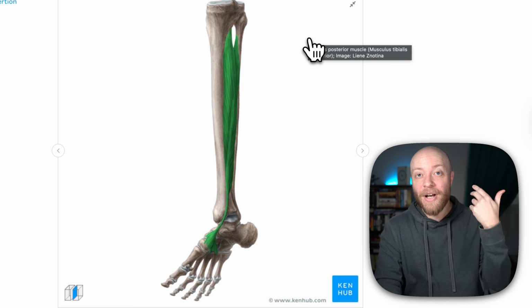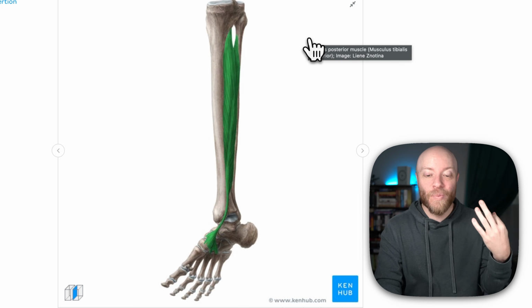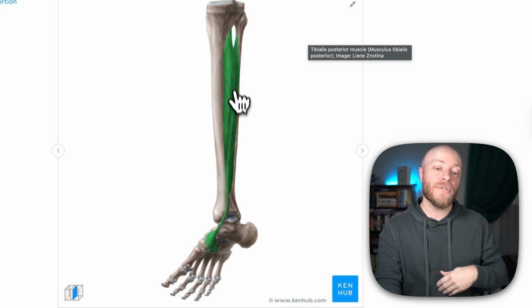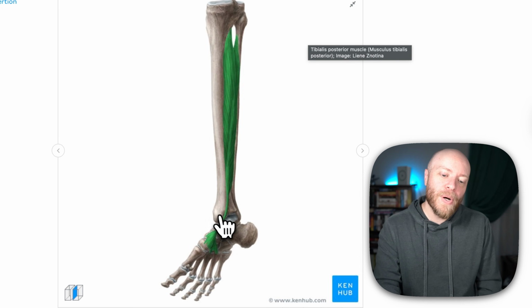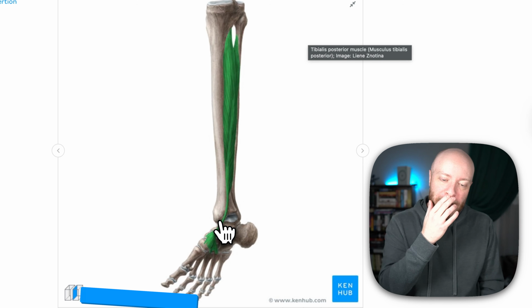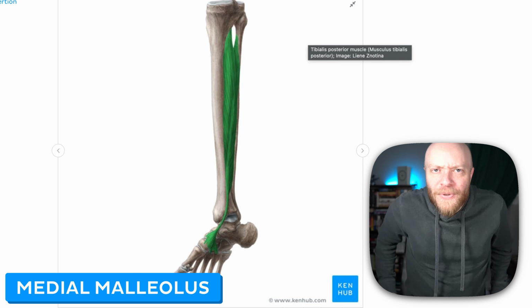So this is going to originate on both the tibia and the fibula, as well as the interosseous membrane. And then what it is going to do is travel posterior to this right here. This is the medial malleolus. Now you can feel this on your own body, right?